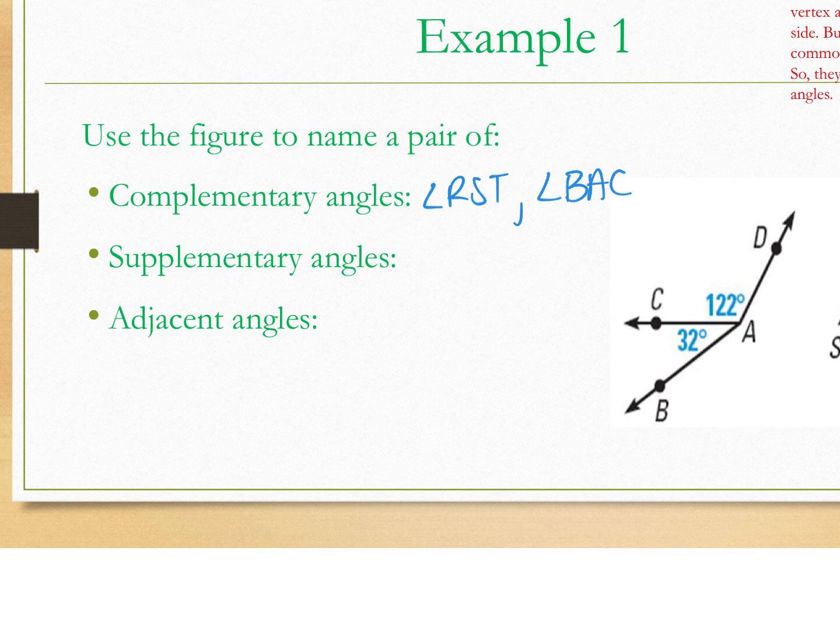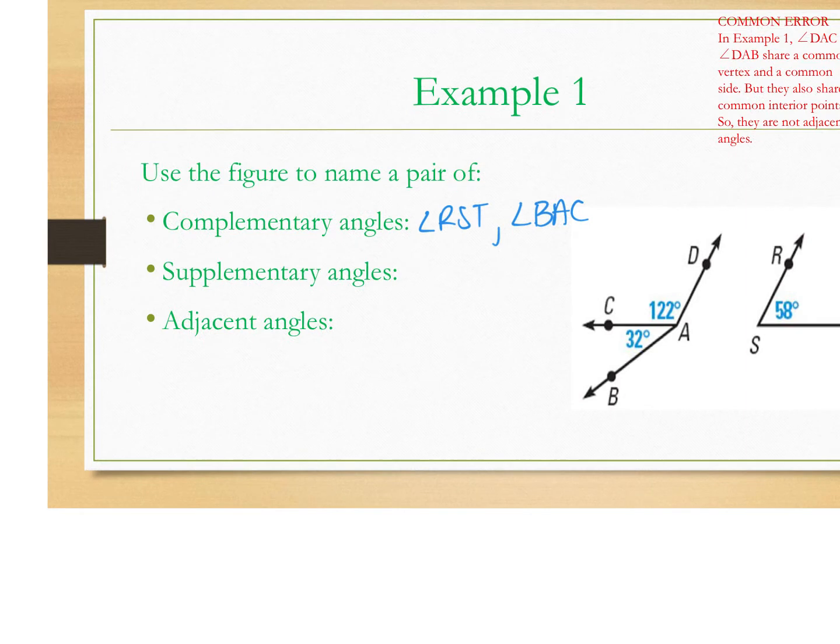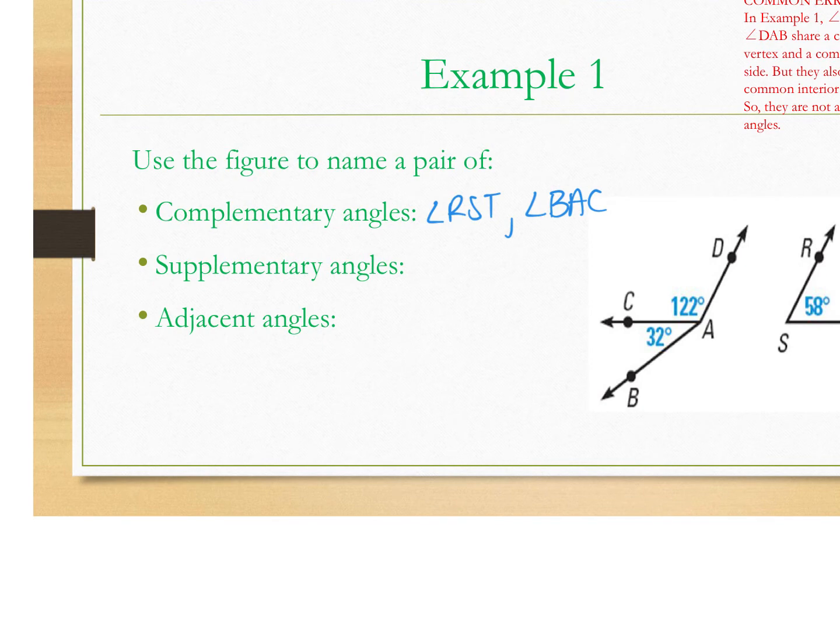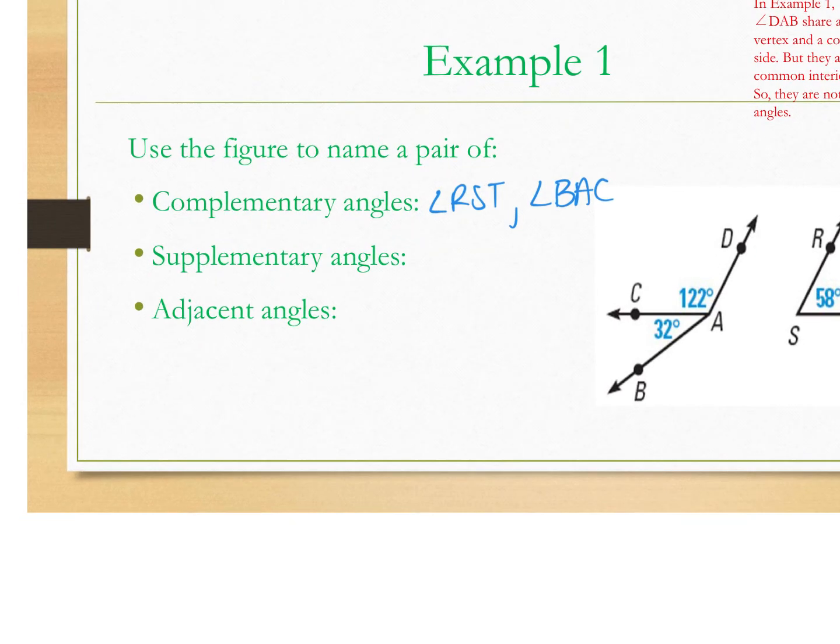What are the supplementary angles? Kristen? 122 degrees. Very good. 122 and 58. Those will add to give me 180. What are their letters, though? CAD. Yes, CAD is one of them. And RST. Very good.